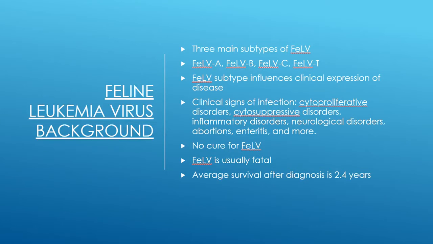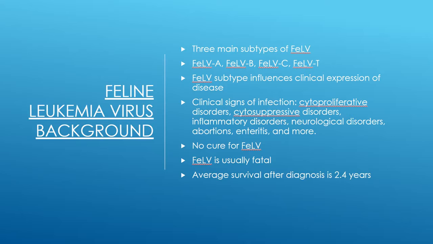There are three main subtypes of feline leukemia virus. Subtype A is involved in every infection. Subtype B originates from recombination of feline leukemia virus A and envelope feline leukemia virus. Subtype C results from mutations in the envelope gene. Subtype T has a tropism for T lymphocytes.